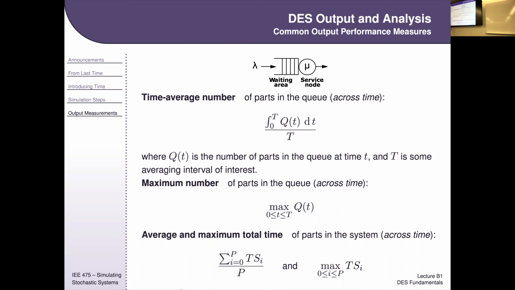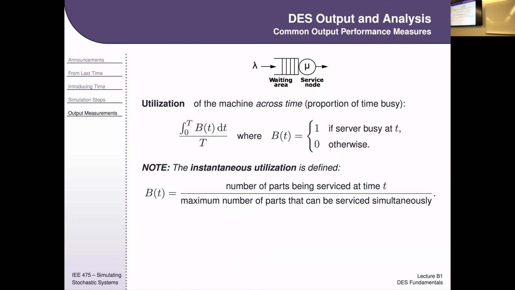Average and maximum total time for parts in the system. So you look at the parts and you say, how long did it take you to get through the whole system? Across all the parts, what's the average? Across all the parts, what's the maximum? These are all just examples of things that you might use to measure the efficiency of these systems.